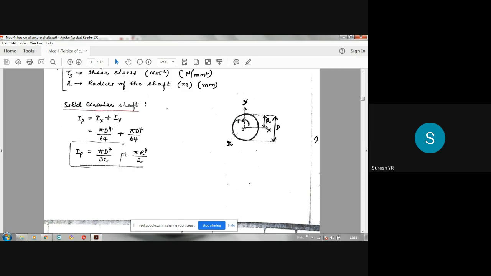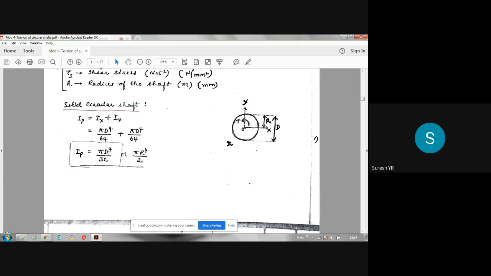In your moment of inertia chapter in engineering mechanics, there are 2 theorems. One theorem I told on that day, the parallel axis theorem. This is called the perpendicular axis theorem. So polar moment of inertia is equal to Ix plus Iy. Ix and Iy both are equal to pi d power 4 by 64. This you should remember. So when you add these two, you will get pi d power 4 by 32.